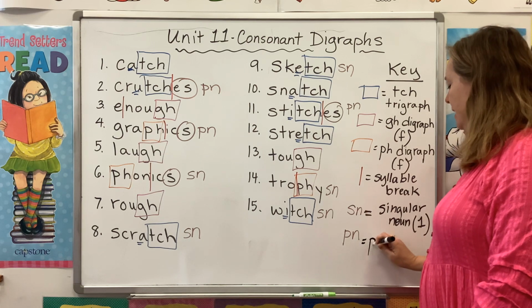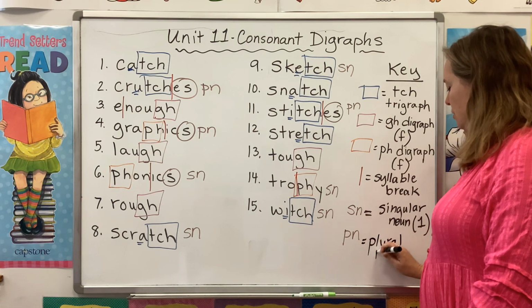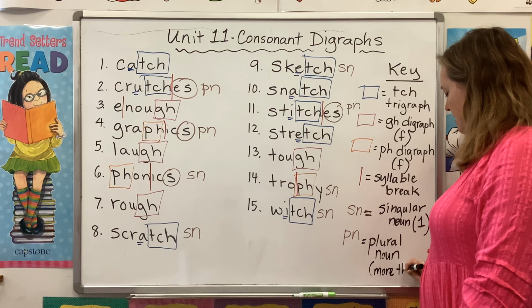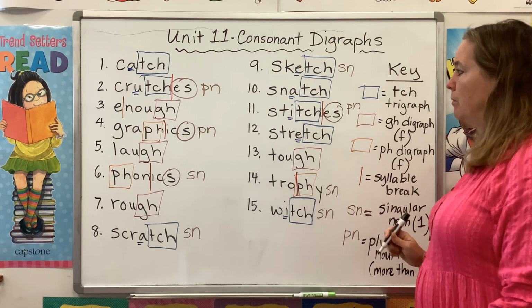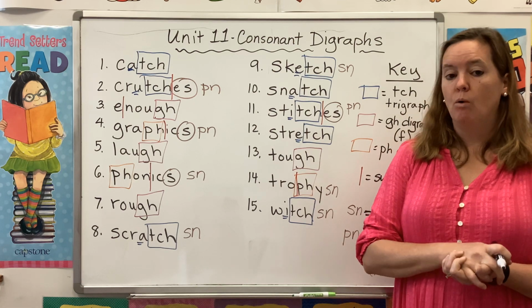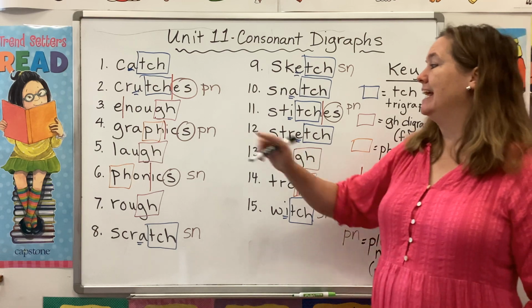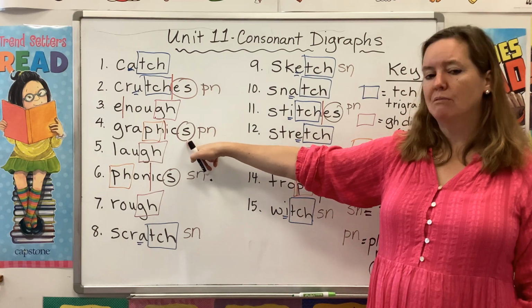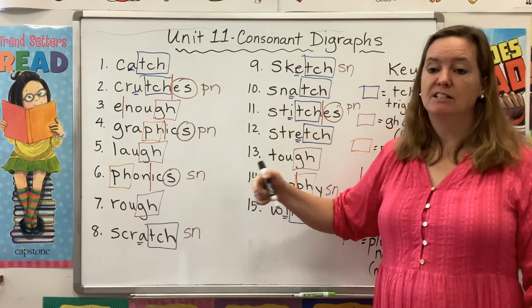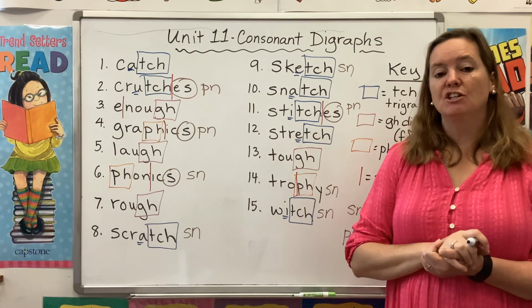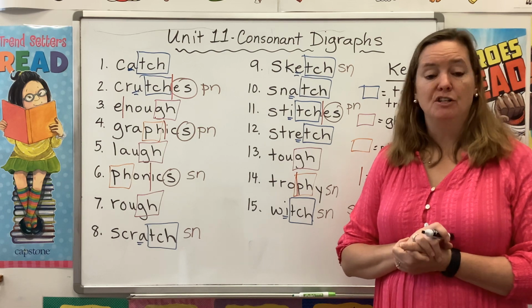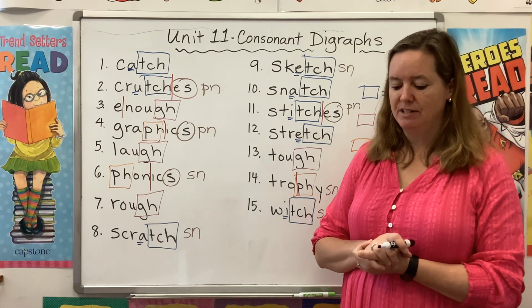And then PN equals plural noun. And plural noun means more than one, okay? And I think I showed you, you can usually tell if a word is singular or plural by looking at the ending. If it ends with an S, it's probably plural. Not always. If it ends with ES, crutches, stitches, that's a good sign that it's plural as well. Okay? Like I said, you'll have more practice with that on page 74.